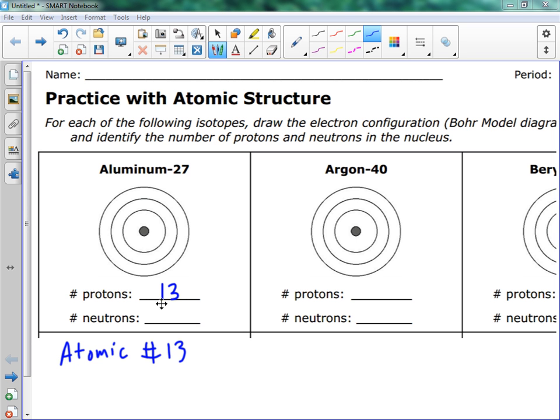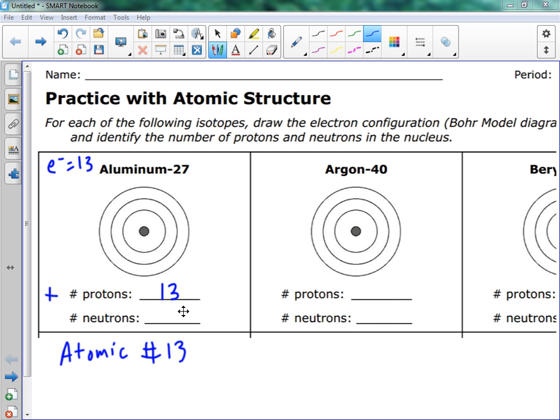That also tells us how many electrons we're going to have in a neutral atom, because remember, the protons are positive, the electrons are negative, and in a neutral atom you'll have a perfect balance between positive and negative charges. So I'm going to keep in the back of my mind that my diagram should have 13 electrons in it.